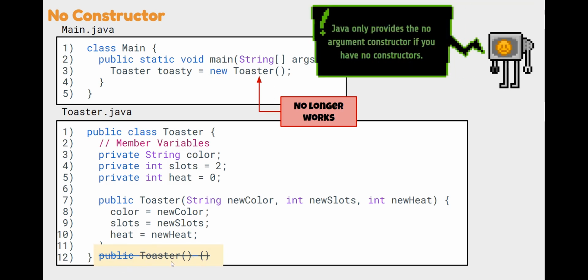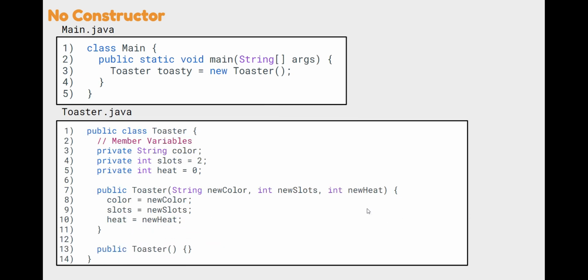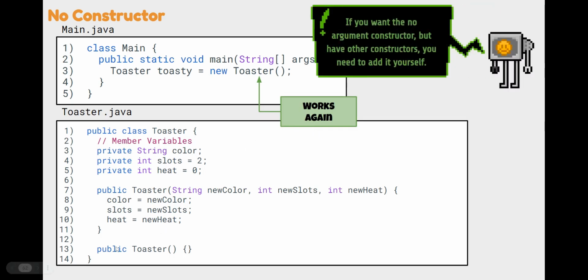Java will not give us the no parameter constructor if we have a constructor. Java only provides the no argument constructor if you have no constructors. If you make your own constructor, Java will not give you this one anymore. You can still use it, but you would have to code that in yourself. You would have to add that line that you see on line 13 of the toaster class. You would need to write the line of code for the definition of the no argument constructor. So now this will work again because it does have a constructor defined down in the toaster class.